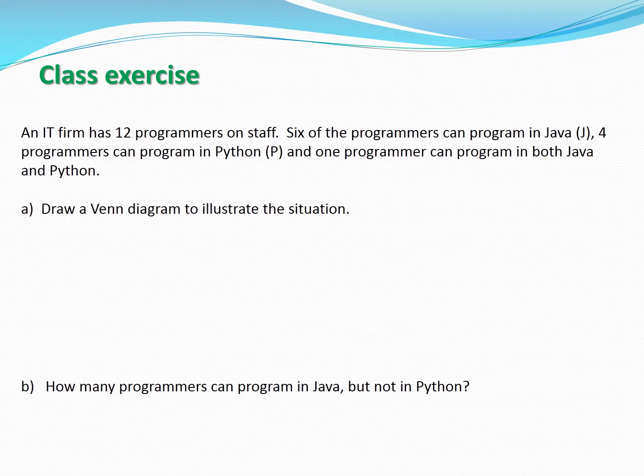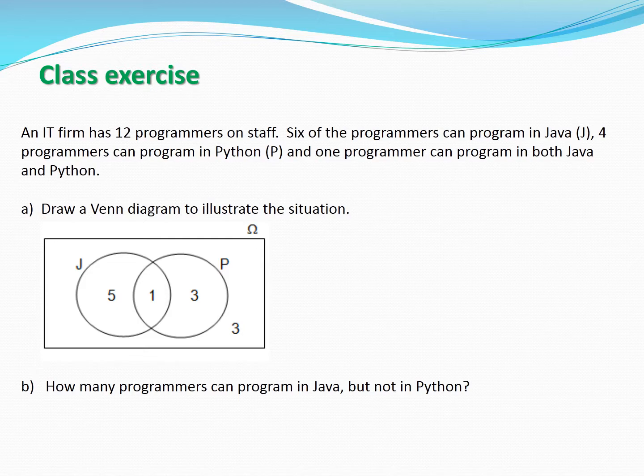So in question A, draw the Venn diagram for me to illustrate the situation. And then in B, I ask you to indicate how many programmers can program in Java but not in Python. And please ask the assistants for help if you struggle with this. Okay, so let's look at the answer.